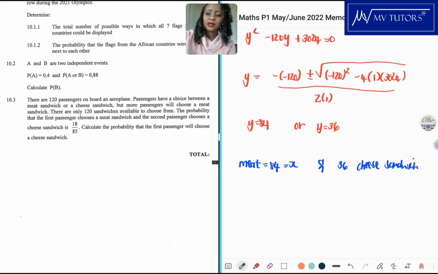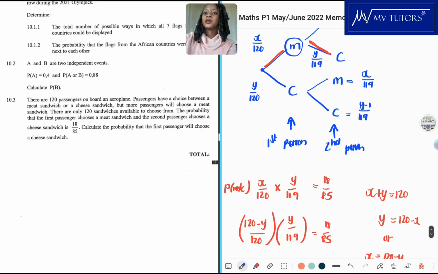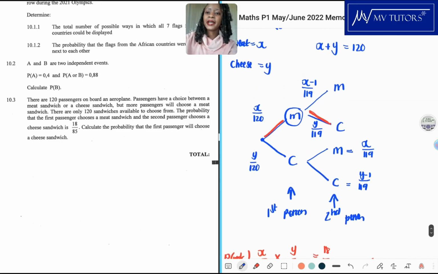Sandwich. Oof, my handwriting there. Sandwich, just sandwich. So we have 84 meat sandwiches and 36 cheese sandwiches. Now if we look at our tree diagram, I forgot, what are we actually working on? It says calculate the probability that the first passenger will choose a cheese sandwich.